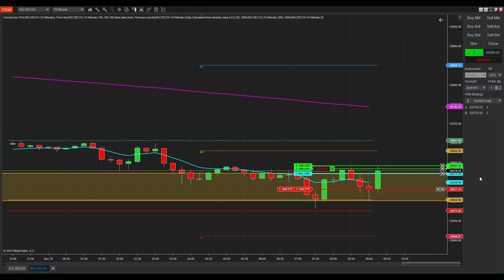This is a pullback trade going to the upside on the 15-minute candle. Already broke the 15-minute IBR. We're above the 9 EMA. The 200's up here, pivot point, and the high of the day.